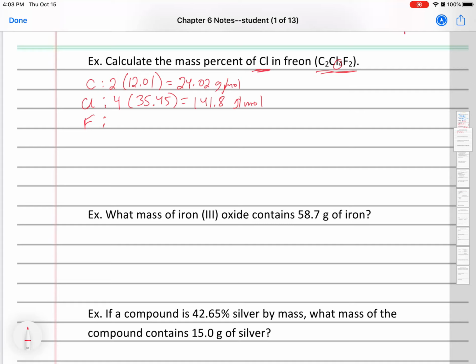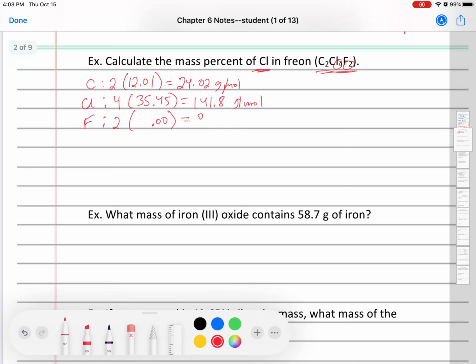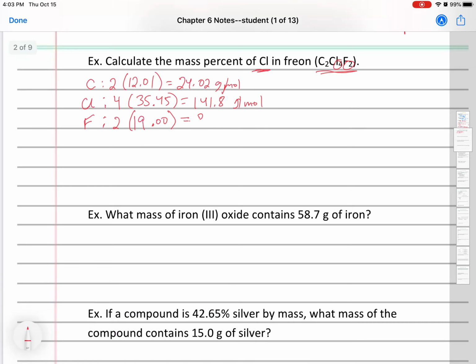And then fluorine, there's 2 of them. And the atomic mass of fluorine is 38.00 grams per mole. Oops, sorry, it's 19.0 grams per mole. So times 2 is 38.00 grams per mole. So the molar mass of Freon is 203.8 grams per mole. I just added all of those together.